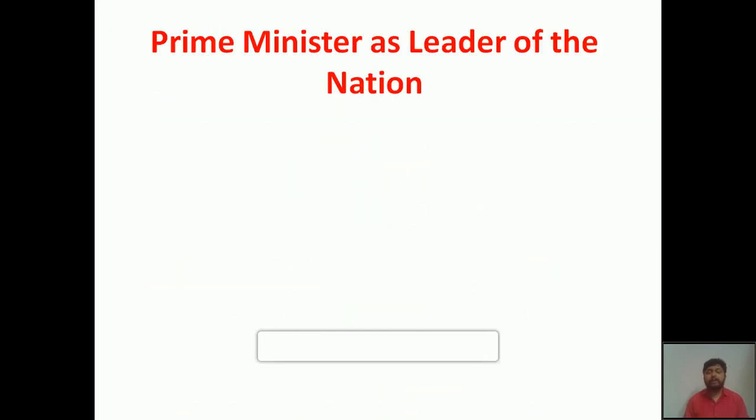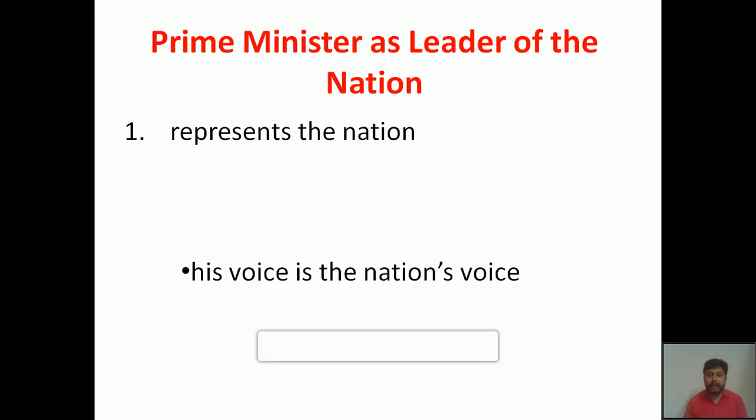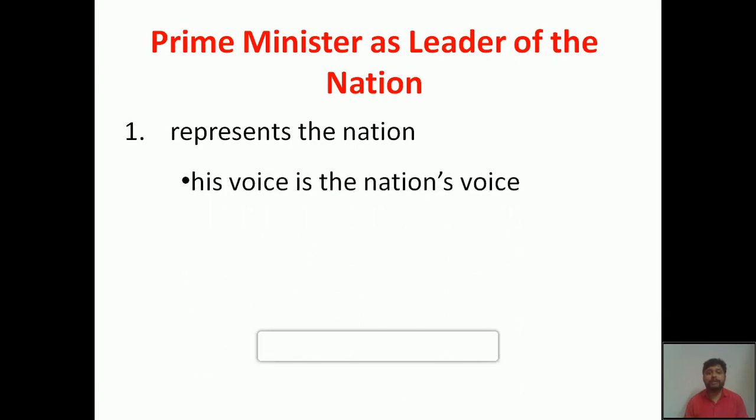Now we are going to discuss the second point, that is Prime Minister as leader of the nation. He represents the nation. As we have already seen, the majority party's leader becomes the Prime Minister of our country. And how he becomes the leader of the majority party, of course the representatives of the people elect a person as the leader of the nation. That's why he represents the nation. His voice is the nation's voice.